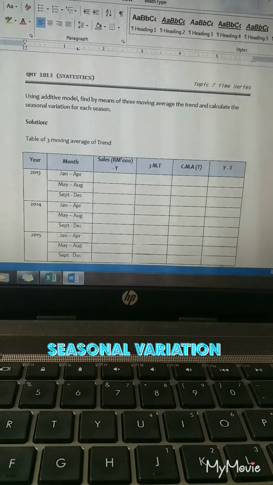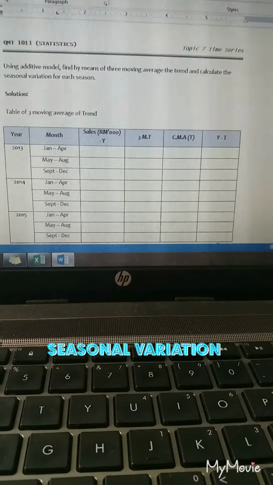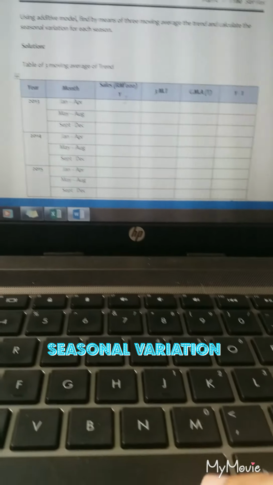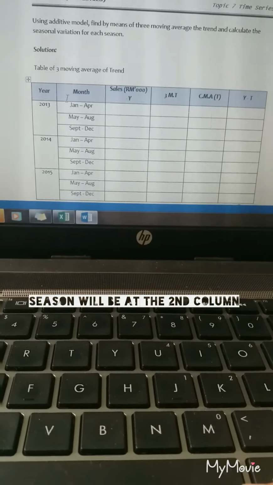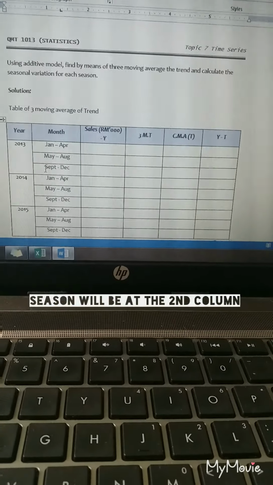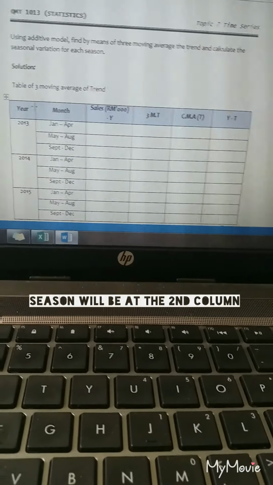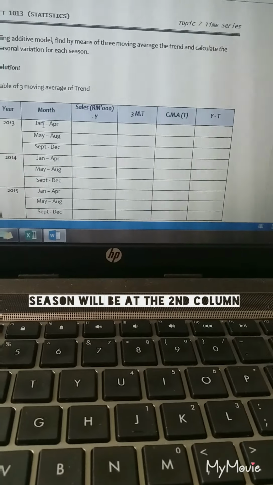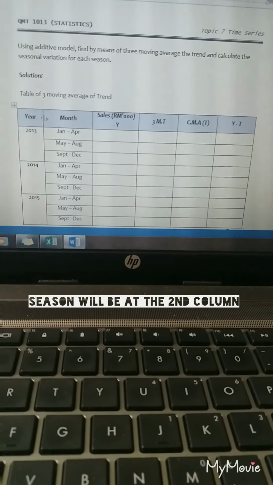Using the additive model, find the mean of 3 moving average, the trend, and calculate the seasonal variation for each season. How do you know? This table is the one that you have to construct on your own. How do you know that year is going to be the first column and then we have our month? I would like you to highlight, to remind yourself, to check which one is the season. If we compare the year and the month, which one is repeated again? Of course, every year we are going to have the season again, the month will be repeated every year. So that's the reason why the season for this case is the month.